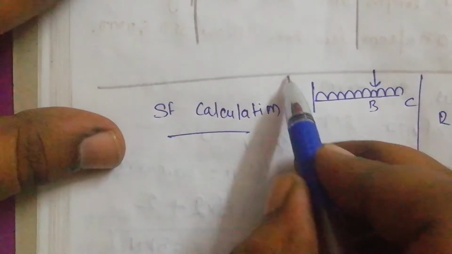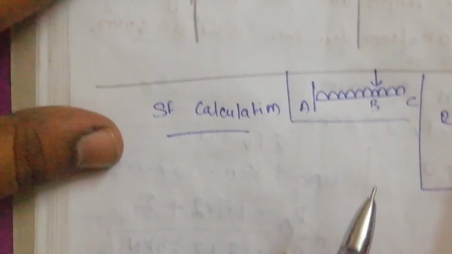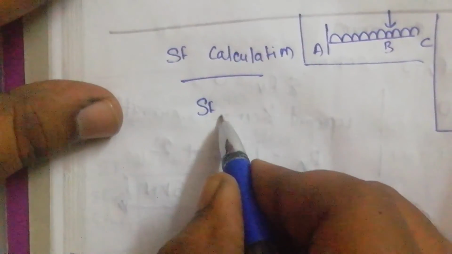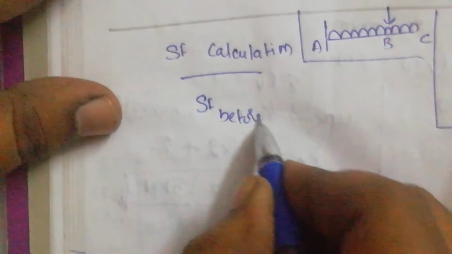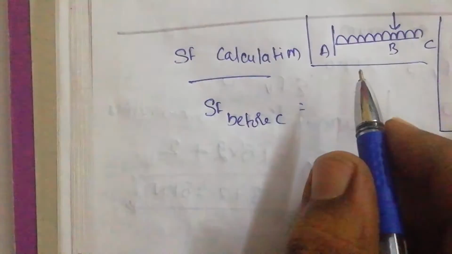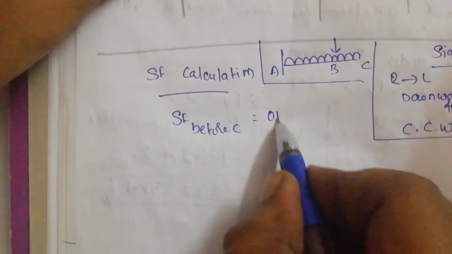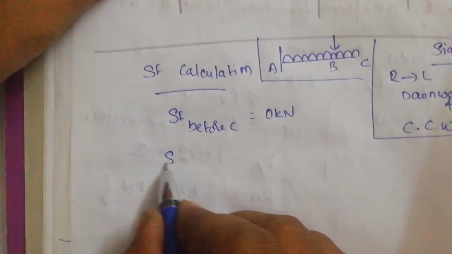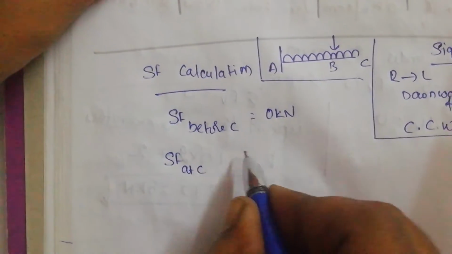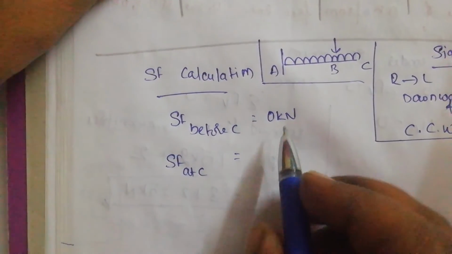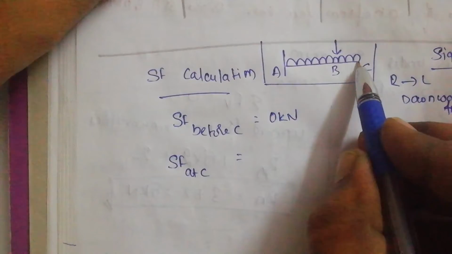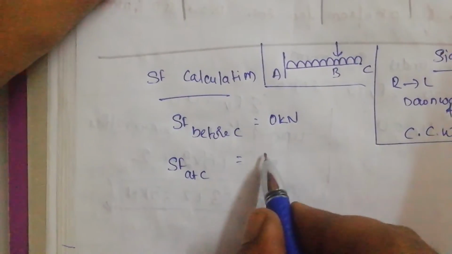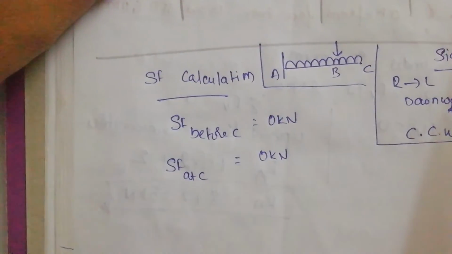This is no need to draw in examination, just for the sake of your understanding I am writing this every time. Next is shear force before C. There is no load acting before C, so this is 0 kilonewton. Next is shear force at C. We are having UDL, but the length of that UDL is very less, so that is also equal to 0 kilonewton.